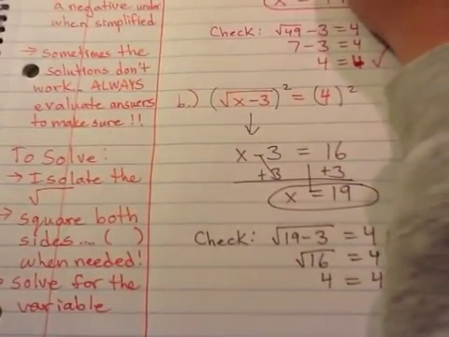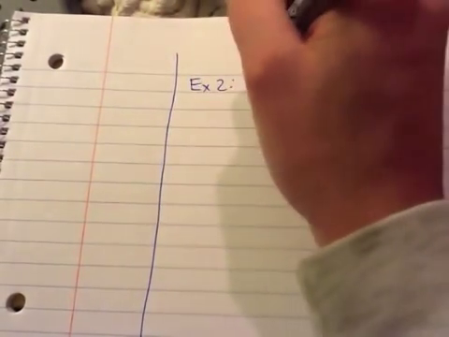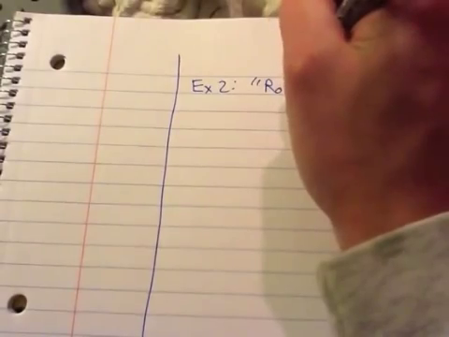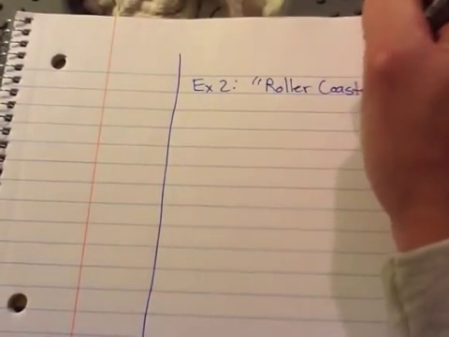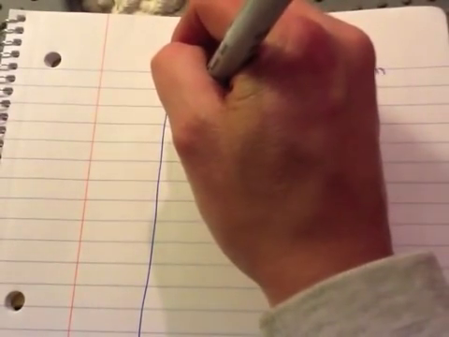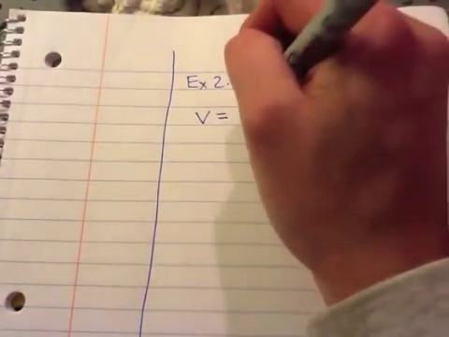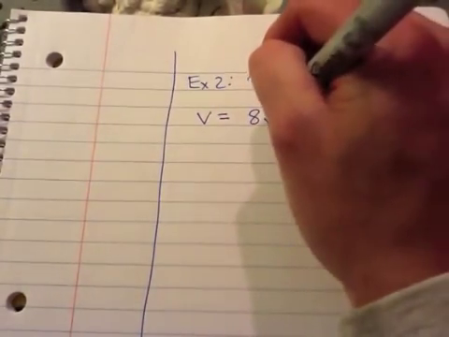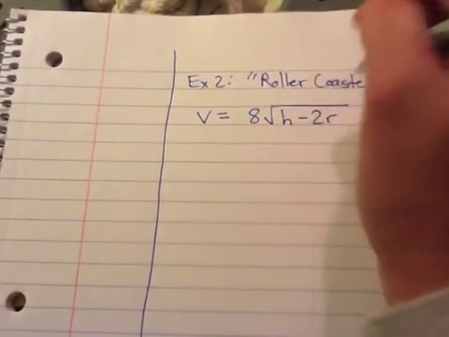Okay, let's go on to example 2. Example 2 is looking at a word problem that has to do with using this. So in the book, it's talking about a roller coaster. And they actually give you the formula of the roller coaster that they're looking for. The formula is velocity equals 8 times the square root of h subtracting 2r.